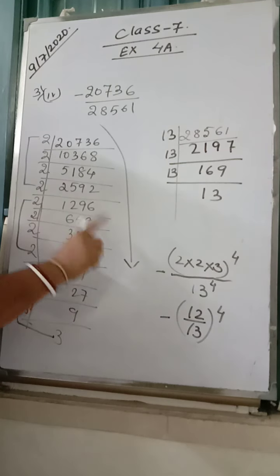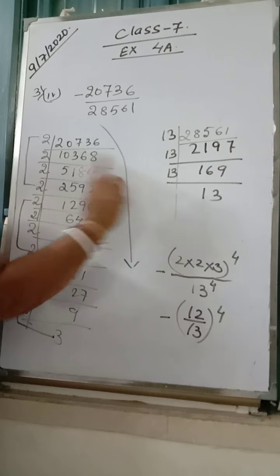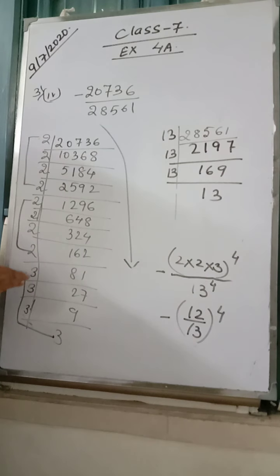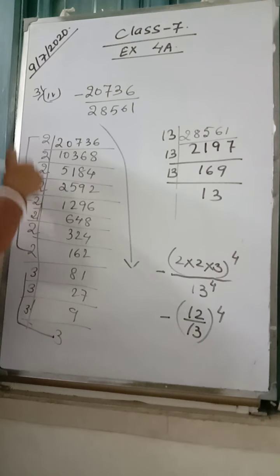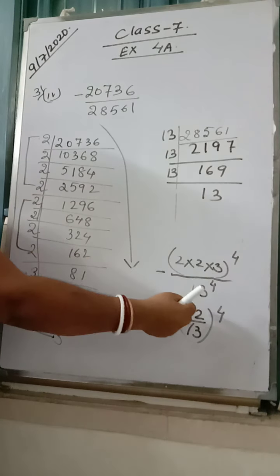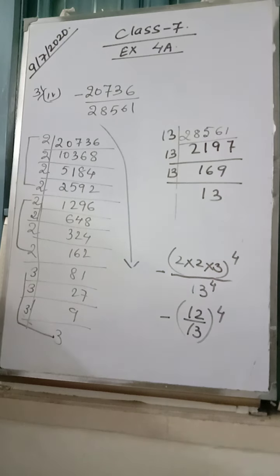Why I have done this, again I am saying, the 13 were in a group of 4. So here I have to make the numbers in groups of 4. This is one group, two groups, three groups. The product of these three groups is 12. So 12 to the power 4 will give you this. This is writing in exponential form.